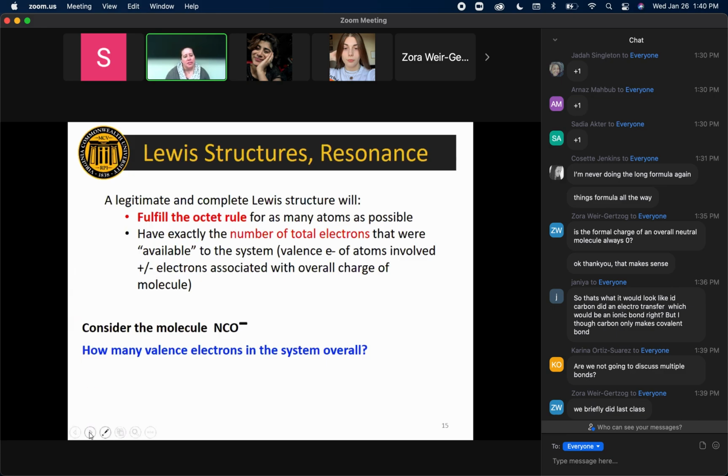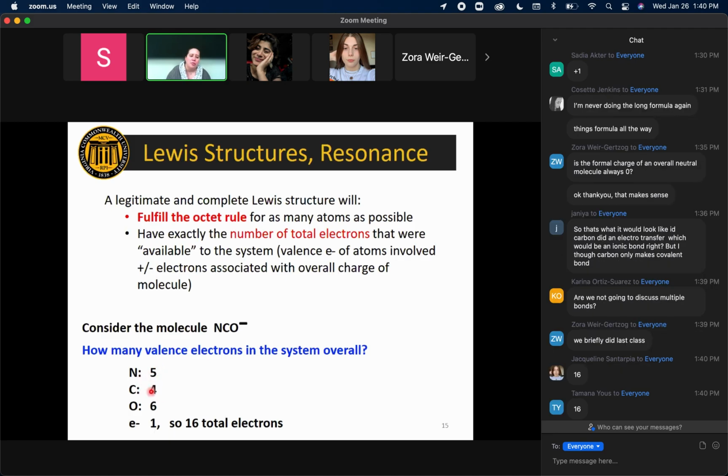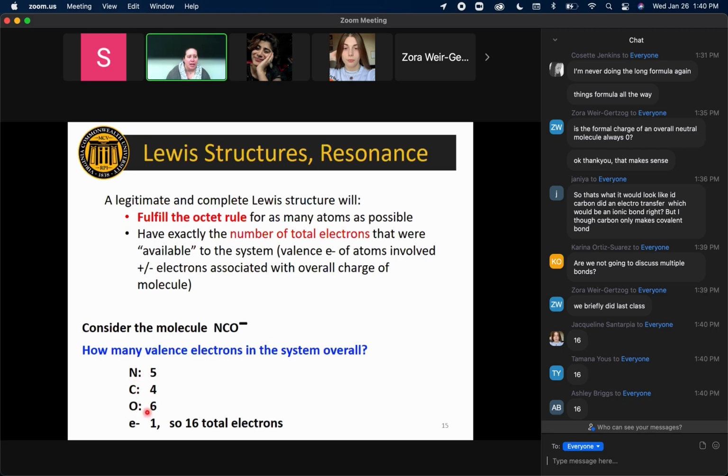Okay, so how many valence electrons are in NCO minus? 16. All right, let's see if that works out. That sure does work out. So we got 5 from the nitrogen, 4 from the carbon, 6 from the oxygen. That would give us 15 if we add up that math. But the overall molecule is negative, so we have to toss one more electron in there to account for that overall negative charge. So we have 16 total electrons.